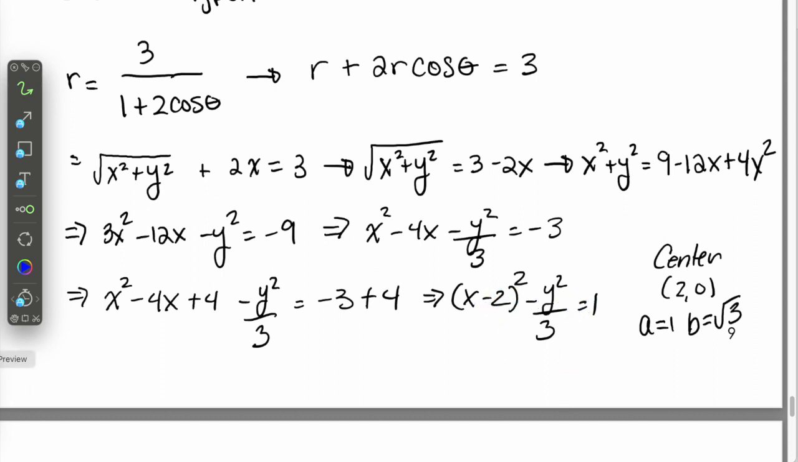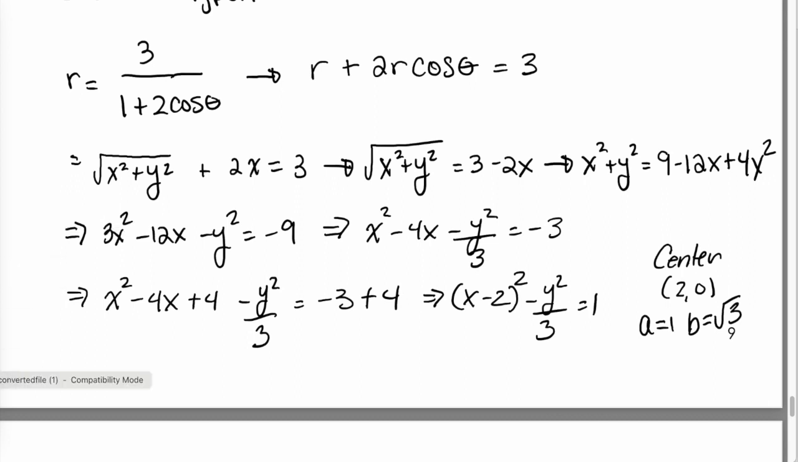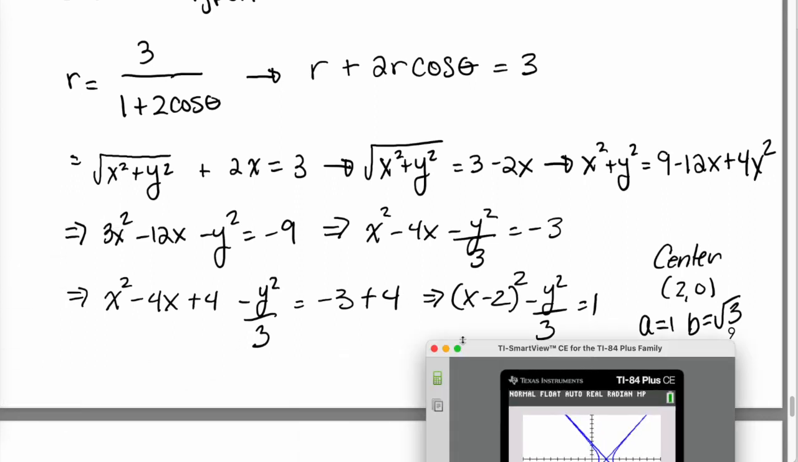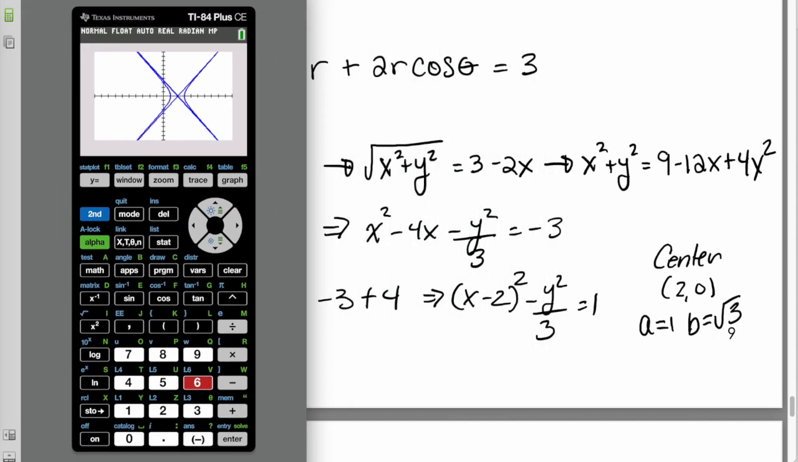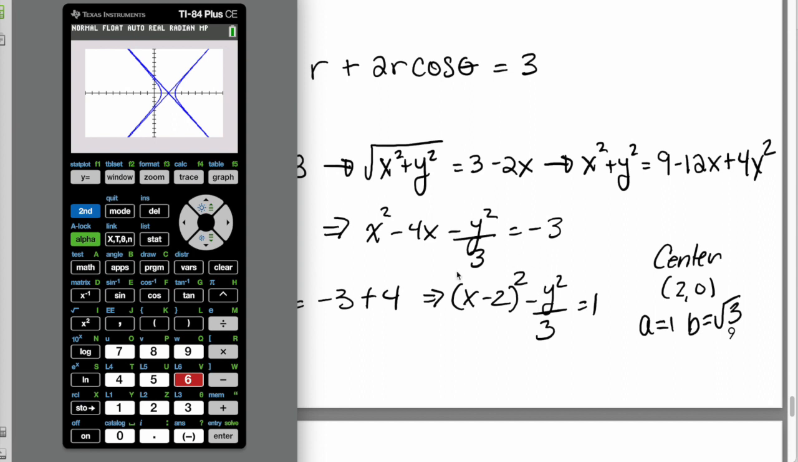So now when I pull that calculator picture back up, we can verify that we have the right information. So we have a center of 2, 0. It's horizontal major axes, and I know that because, remember, if the first term in the hyperbola equation, when it's in rectangular form, if that's x quantity, it's going to be horizontal. And then if it's y quantity in front of the y terms, then it's going to be vertical. In this case, it's horizontal.